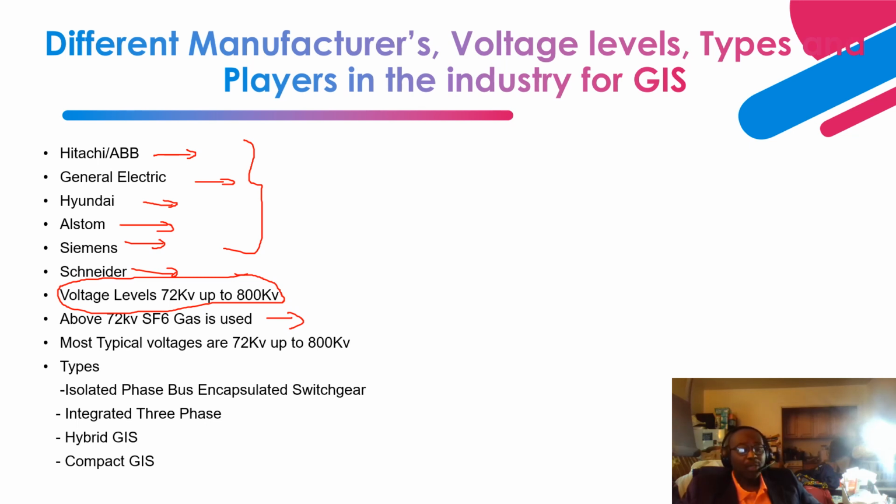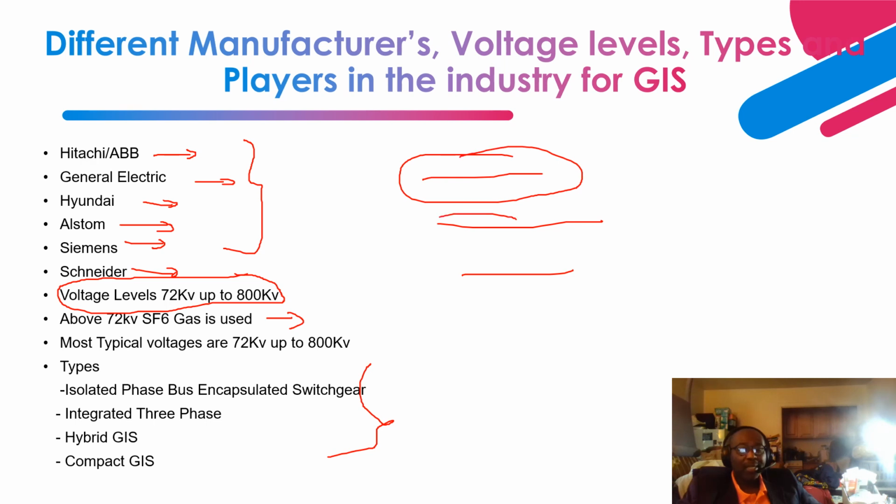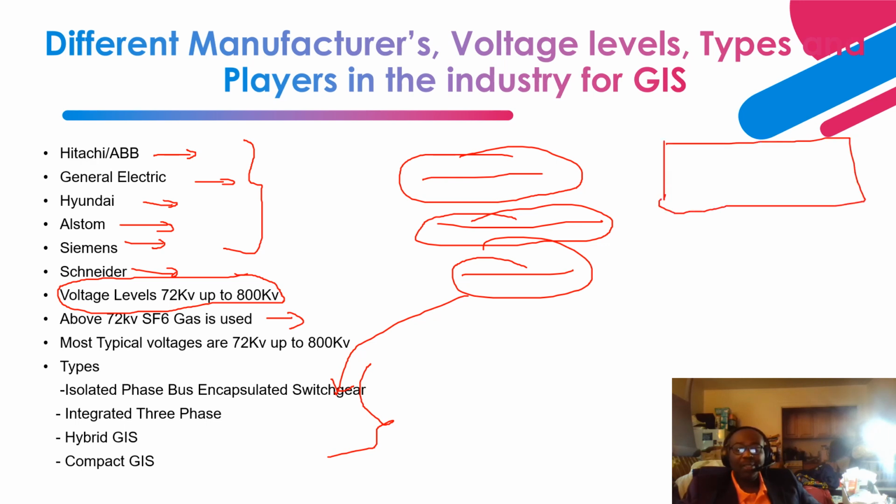Here it shows the types of GIS that we have. The first one is isolated phase bus encapsulated switchgear. Basically, you have individualized metal enclosed buses that are separate from each other in an enclosure, right? That's what the first one is. Then integrated three-phase bus. The integrated three-phase bus shows just one single enclosure, right?